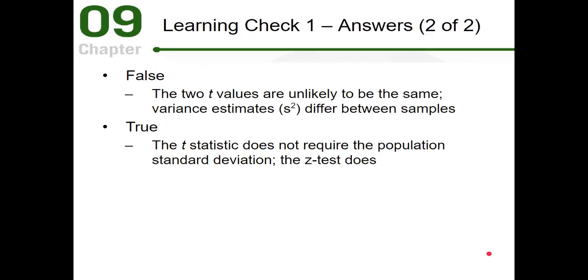And then we've got false for the first one. The two t-values are unlikely to be the same. Their variance estimates will differ between their samples. And the second one is true, that t-statistic does not require the population standard deviation. The z-test is what requires that population standard deviation.